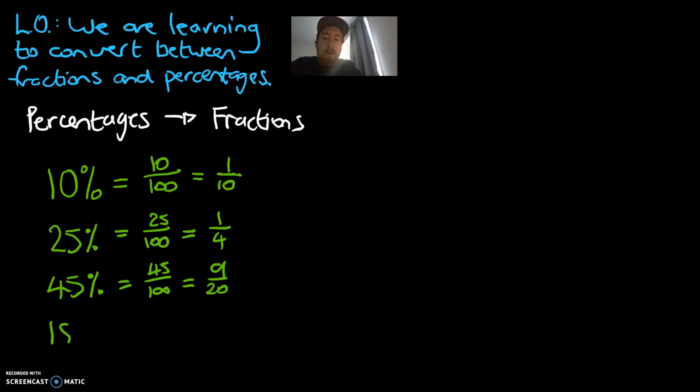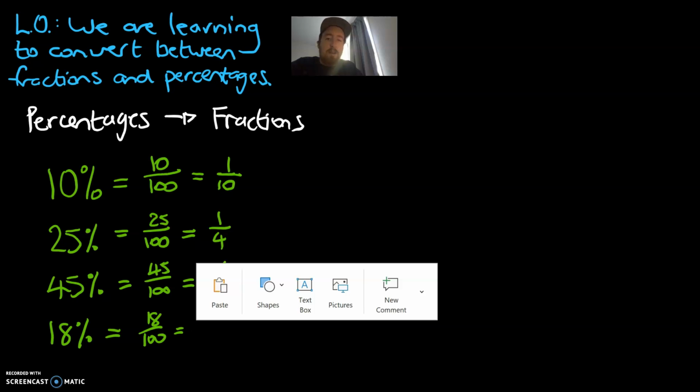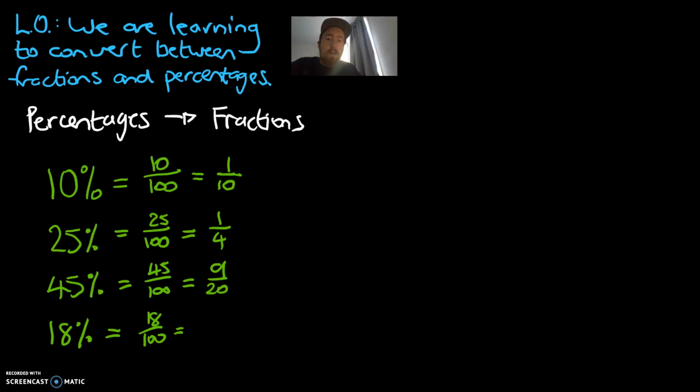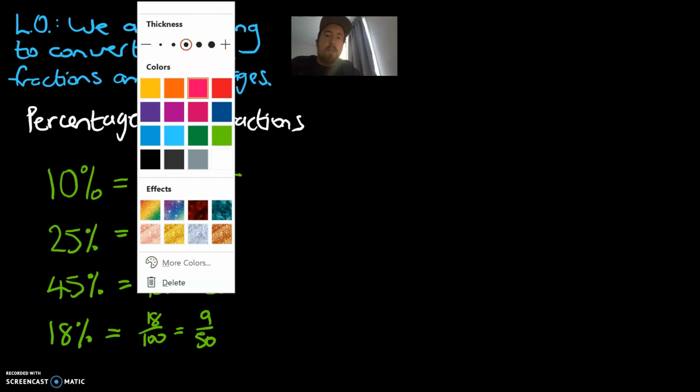And let's try a weirder one. Let's try 18%. That would make it 18 over 100. And then, well, I know they've both got a 2 in common. Let's take those 2s out. So that would be 9 over 50. So we'll get that down, 9 over 50. So let's change pen colors. We'll go through a few more and then I'll let us get into some questions.